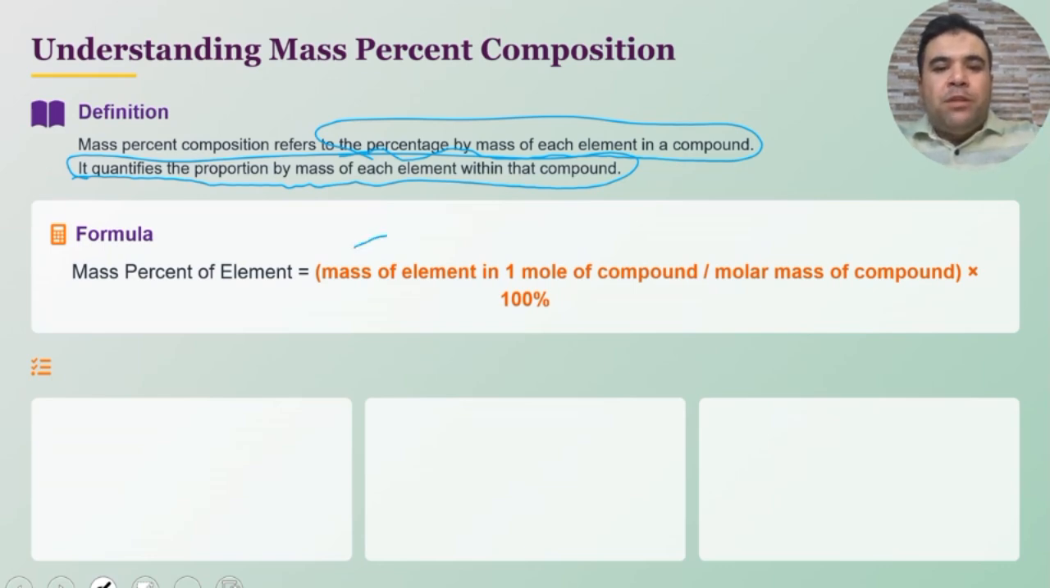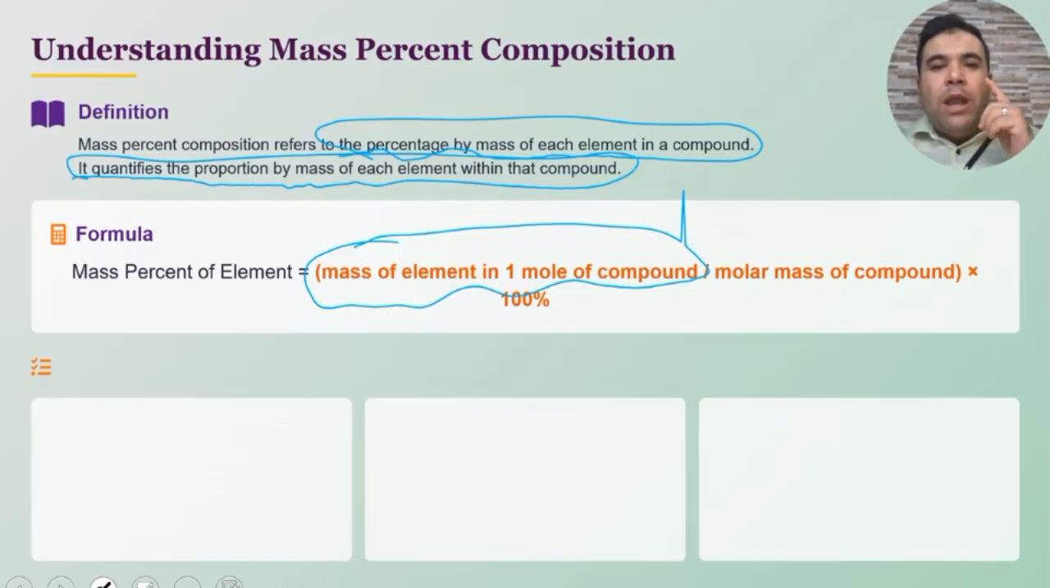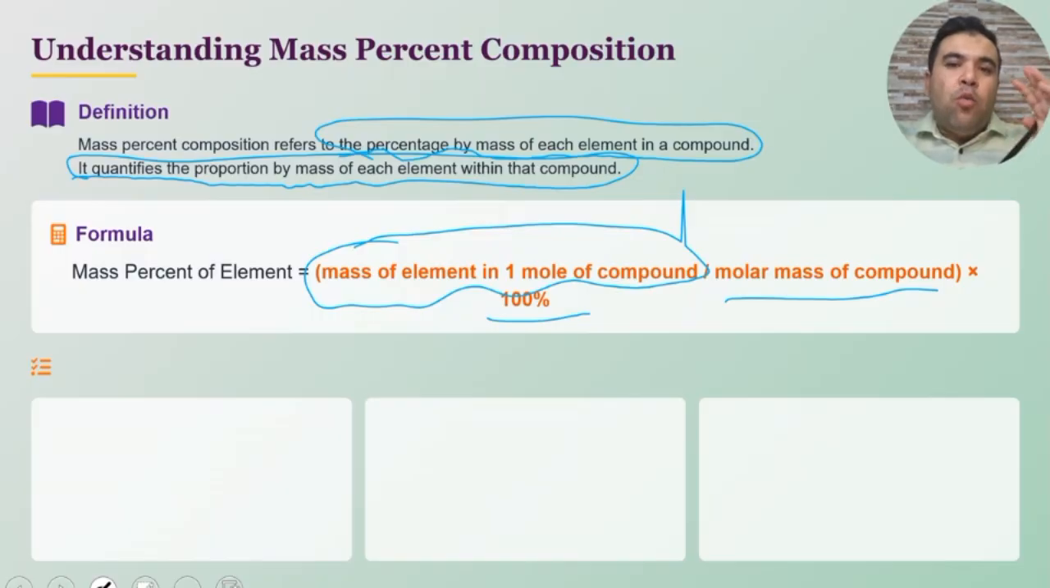Simply, we'll be dividing the mass of the element for 1 mole of a compound by the molar mass of the compound, multiplied by 100, guys. Usually the mass of the element is the molar mass of the element in the compound, because whenever we have 1 mole of a compound, the mass and the molar mass become equal.